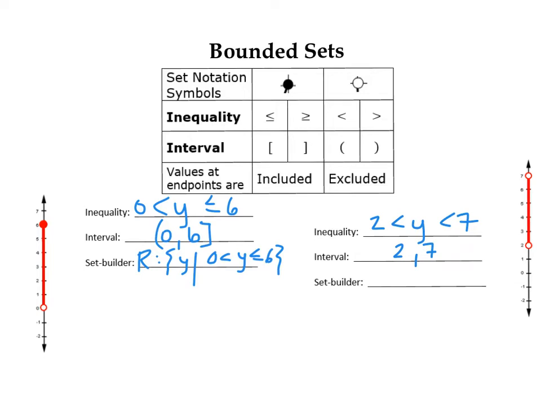Since it does not include the endpoints, we're going to use parentheses. That means that the y values exist from 2 to 7, not including the endpoints, hence the open circles. And finally, set builder notation is just like inequality notation, except we're going to add the curly braces and that extra notation. So R is a set of y values such that y is between 2 and 7.